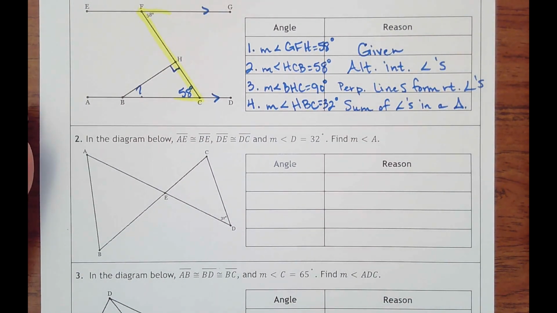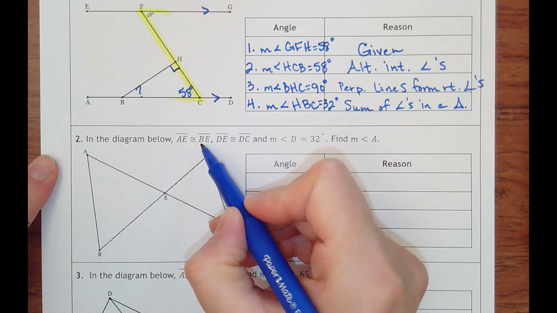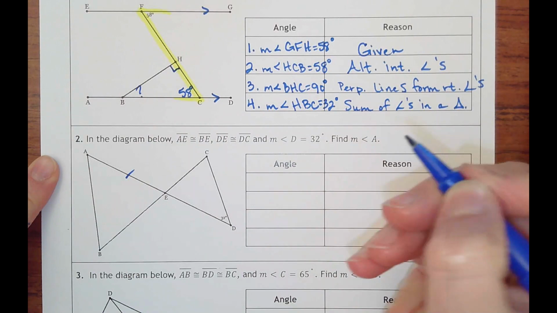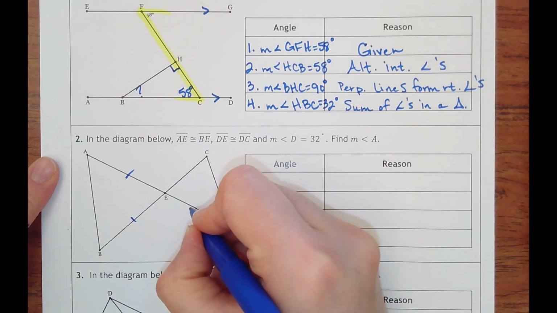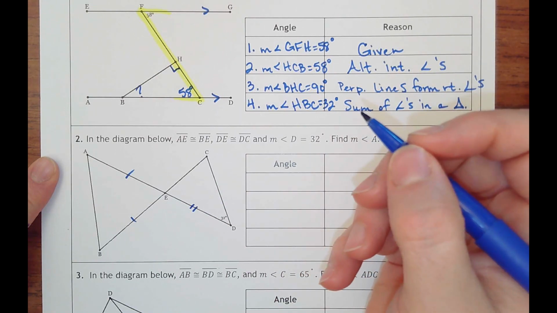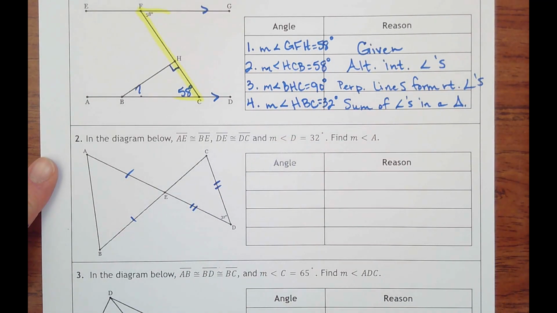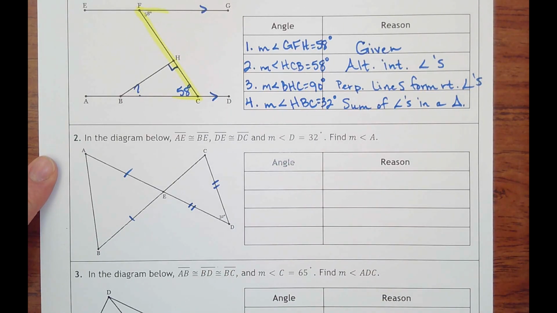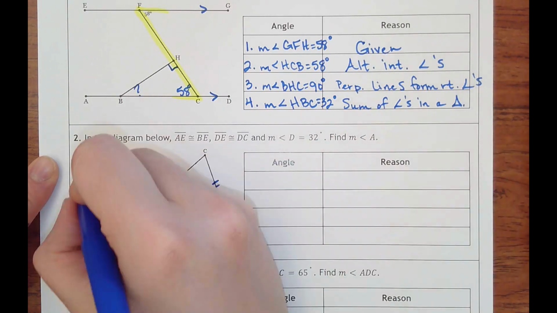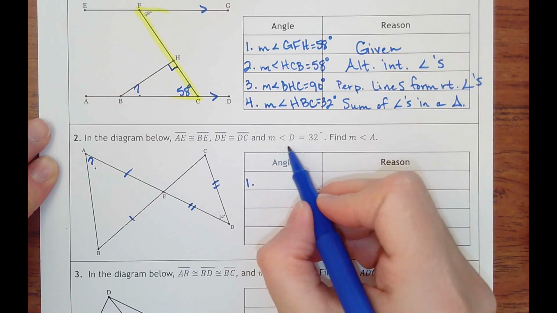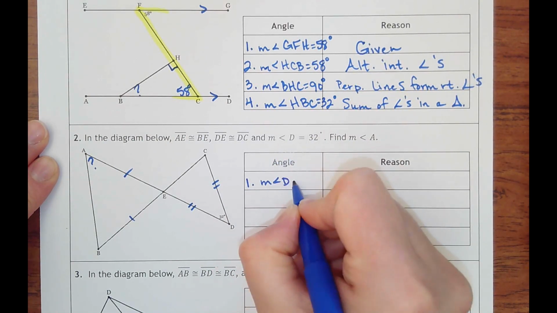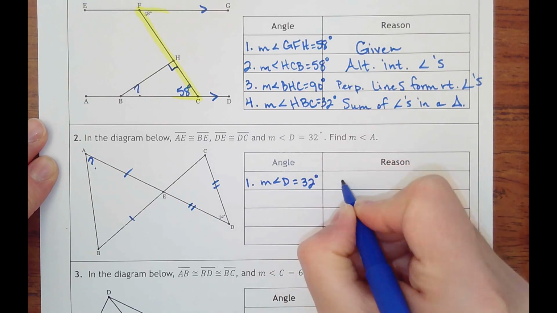All right, number 2, kind of looks like a bow tie. Tells me that line AE is congruent to BE. So AE and BE are the same length. DE is the same length as DC. And the measure of angle D is 32 degrees. They show us in the picture. Find the measure of angle A. Okay, so my step 1 that I would include is that the measure of angle D is 32 degrees, and that was given to us.